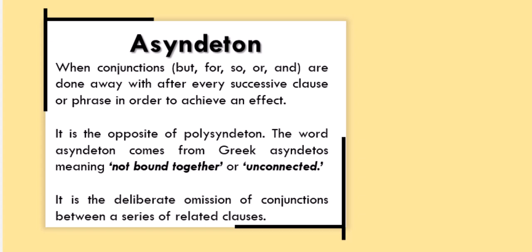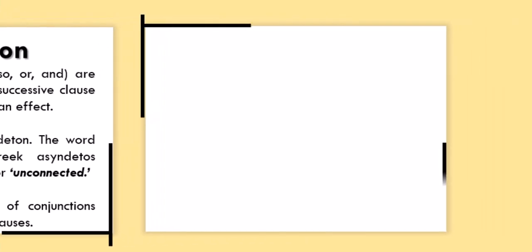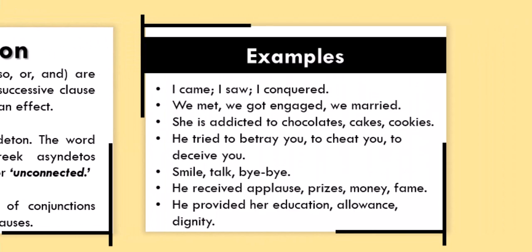Let's take a look at the examples. "I came, I saw, I conquered." You can only see the commas in between. "We met, we got engaged, we married." "She is addicted to chocolates, cakes, cookies." "He tried to betray you, to cheat you, to deceive you." "Smile, talk, bye-bye." "He received applause, prizes, money, fame." "He provided education, allowance, dignity."